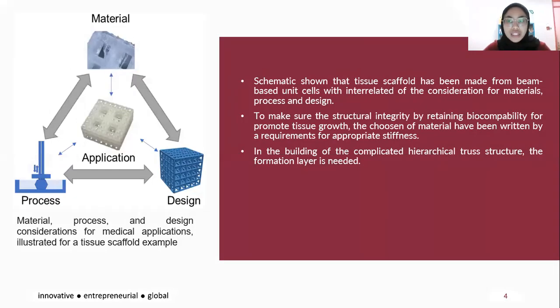In this slide, we can see the picture of material process and design consideration for medical application that illustrated for a tissue scaffold example. Schematic shown that tissue scaffold has been made from beam-based unique cell with interrelated of the consideration for material, process, and design. In this example, a design strategy for mimicking the hierarchical structure of bone largely drove the need for a suitable printing process and material selection to support the application.